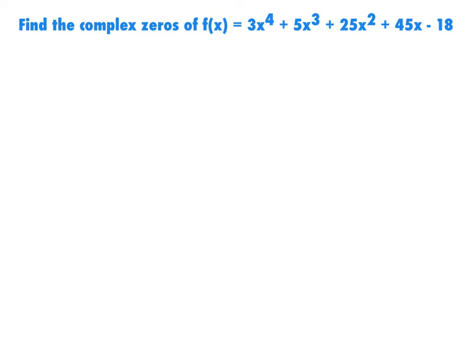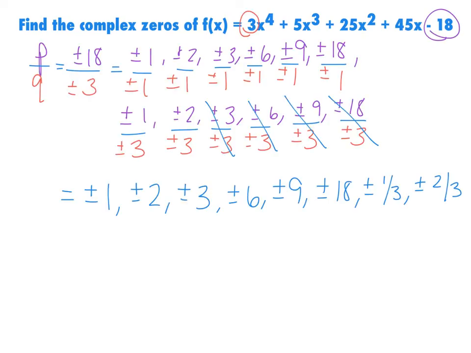And now I'm going to use the rational zero theorem, the one with p over q, where our 18 is p and 3 is our q, and I will list out all the possible rational zeros and then divide from there. So when I work out that entire list, I'm left with all of these possible rational zeros.